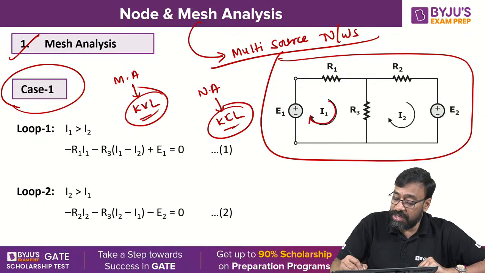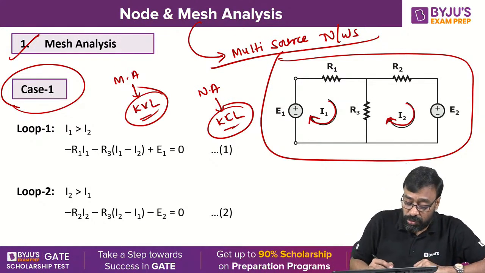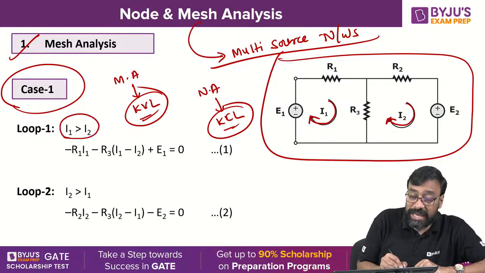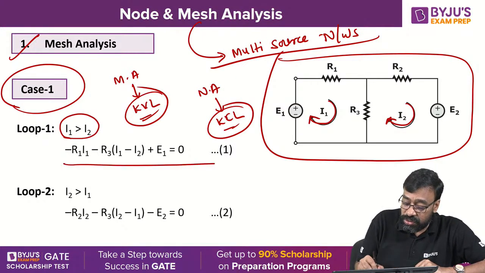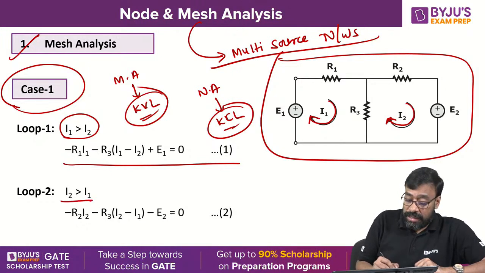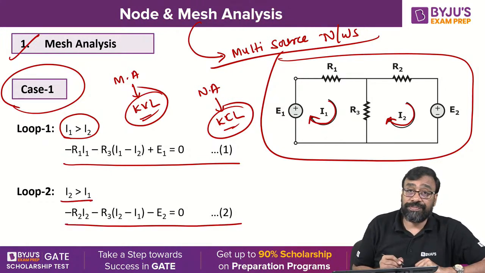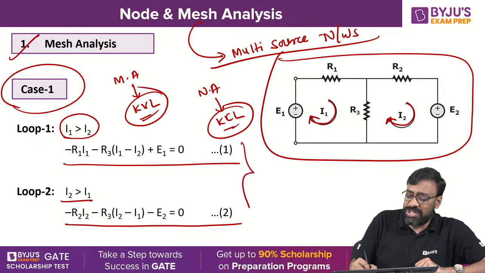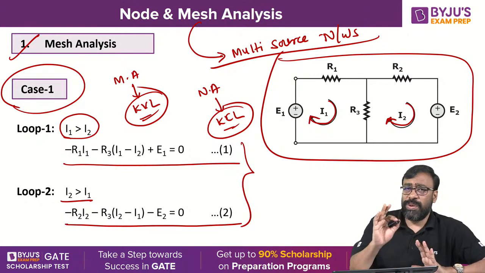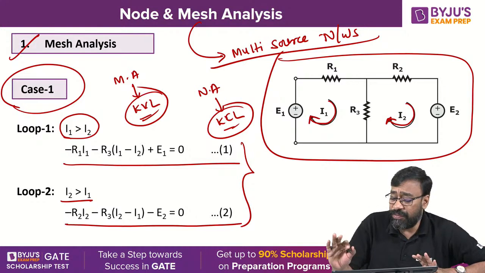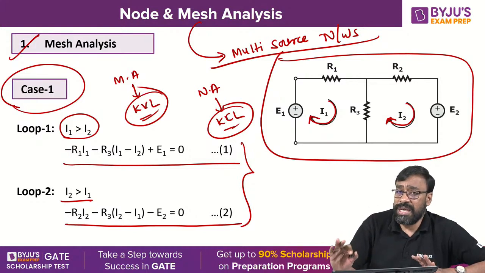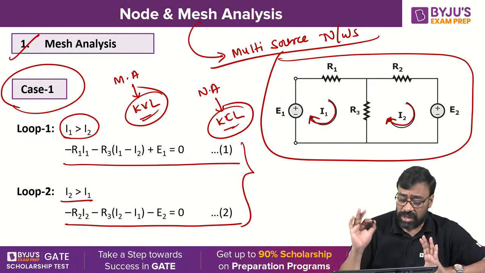I1 is loop current 1 and I2 is loop current 2. How do you write the equations? I think you might be aware. When I1 is assumed to be greater than I2, this is the equation you are going to get, and when I2 is greater than I1, this is the equation you are going to get. I don't want to explain in detail. I'm taking fall in voltage as negative and rise in voltage as positive, and I've got these equations.